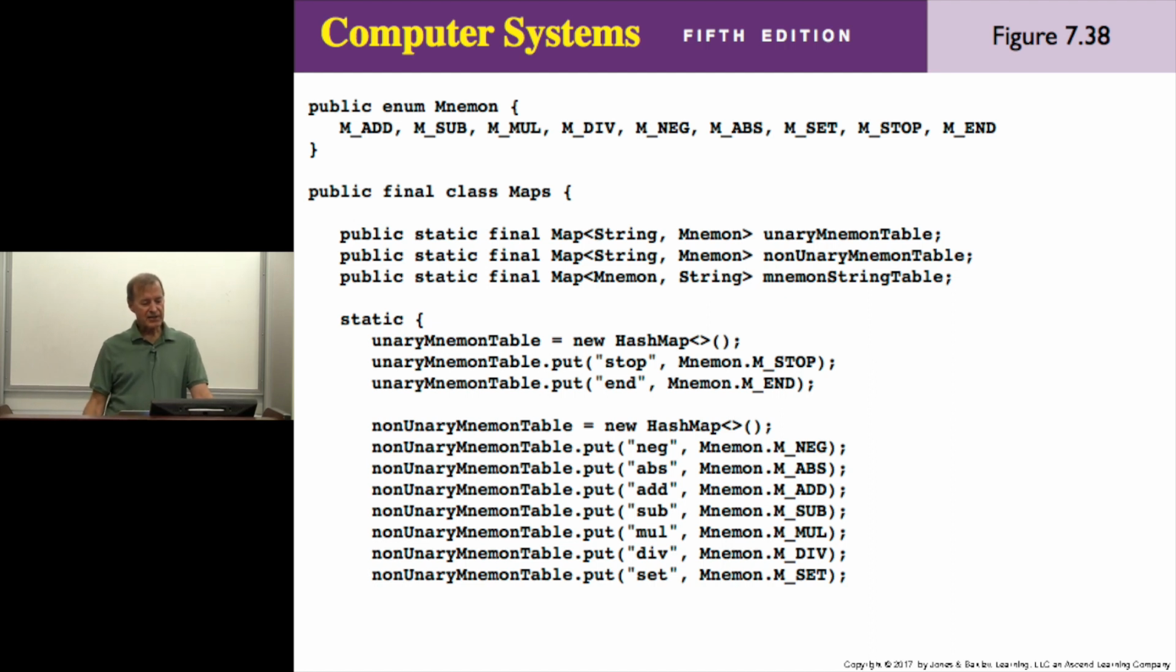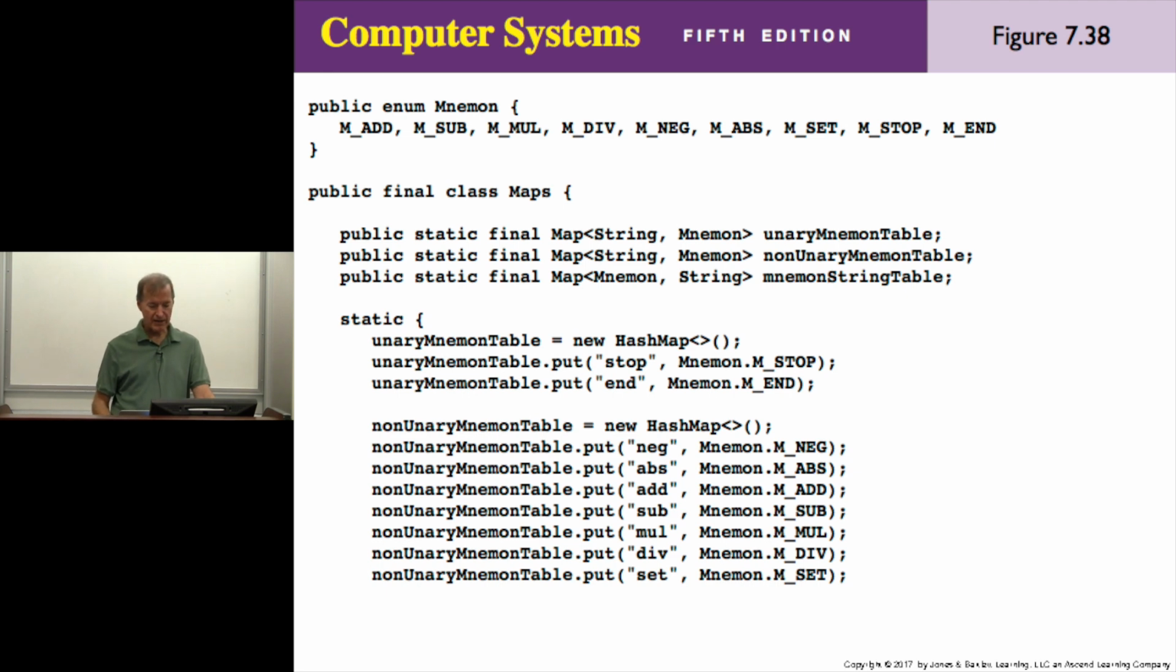Okay, so now let's take a look at a set of maps, and we've seen how Java maps work. This program uses three maps. There is a map called unary mnemon table, another one called non-unary mnemon table, and another one called mnemon string table. So we've seen before the concept of a map. It's based on a key-value pair. And what kind of a map is it if the key is a string? It's a hash map, right.